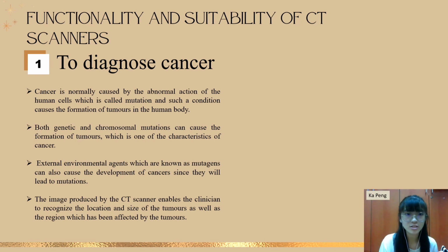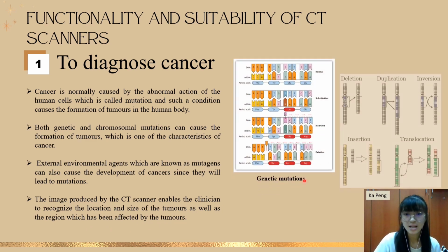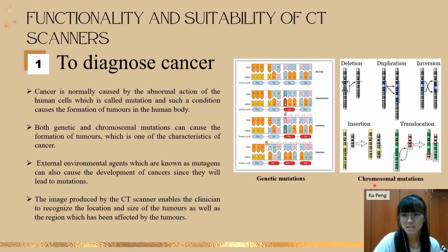First, the function of the CT scanner is to diagnose cancer. Cancer is normally caused by the abnormal action of the human cells, which is called mutation, and such a condition causes the formation of tumors in the human body. Both genetic and chromosomal mutation can cause the formation of tumors. And external environmental agents, which are also known as mutagens, can cause the development of cancers since they will lead to mutations. The image produced by the CT scanner enables the clinician to recognize the location and size of the tumors, as well as the region which has been affected by the tumors. So from the picture, you can see this is the genetic mutations, and also from this picture, you can see it is the chromosomal mutations.